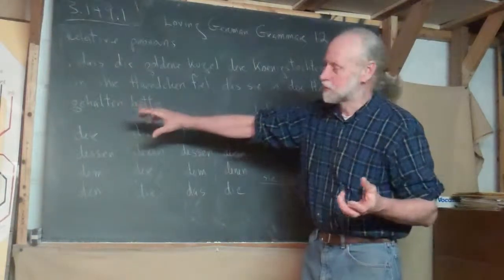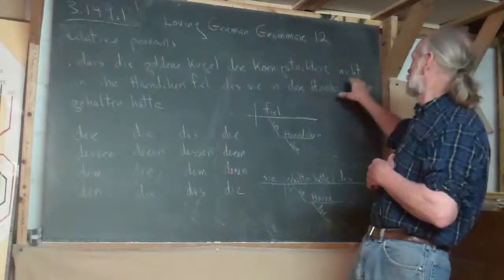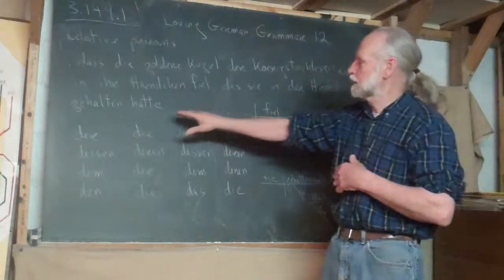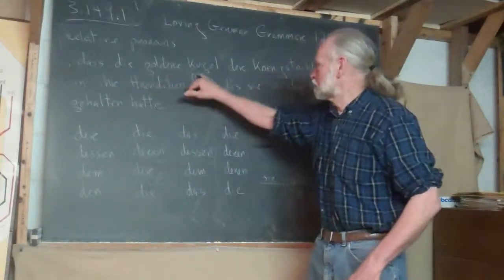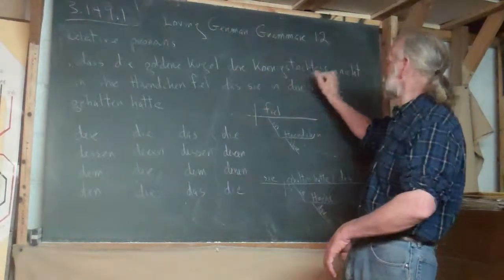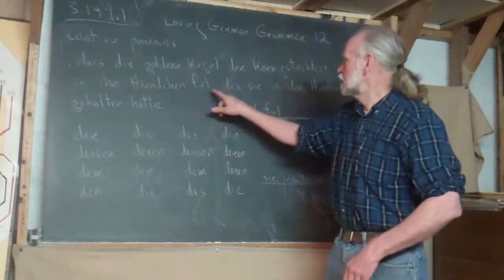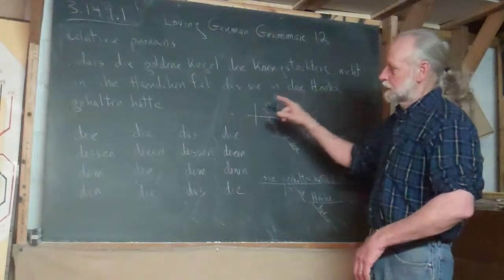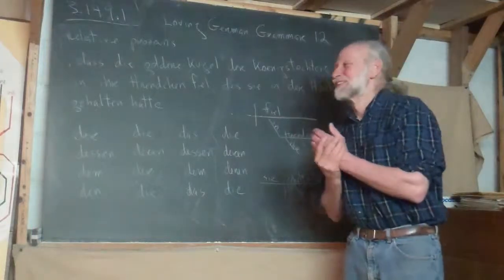The German that was there was, "dass die goldene Kugel in der Königstochter nicht in ihr Händchen fiel, das sie in der Höhe gehalten hatte." Well, that means that the golden ball of the king's daughter, not into her handlet, fell, that she in the height held had. Love German.